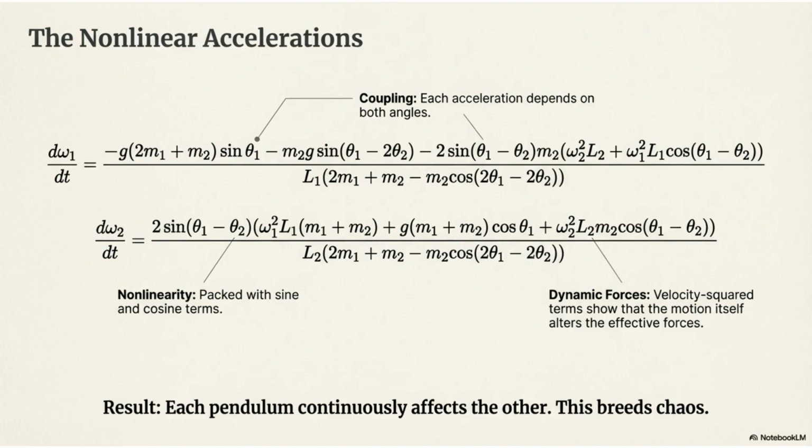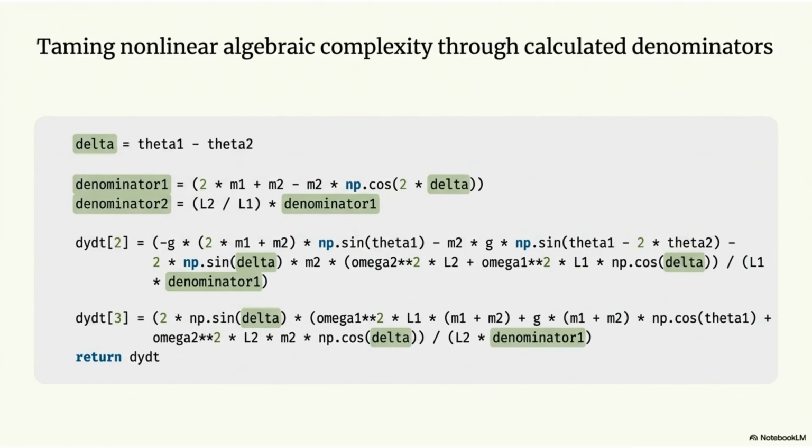The last two derivatives are the accelerations, which are nonlinear and coupled. The complex terms show that each pendulum continuously affects the other, which is what breeds the chaos. To handle the algebraic complexity, we define intermediate variables, such as delta, and denominator terms. This makes the Python code cleaner and more readable for calculating the final derivatives.